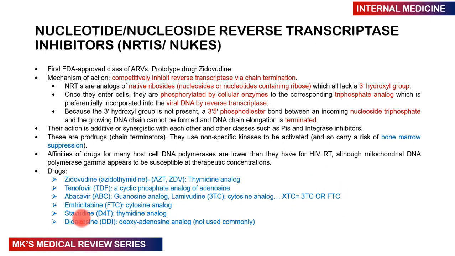Then of course you have stavudine, which is d4T, a thymidine analog, and you have didanosine, which is a deoxyadenosine analog. These are not commonly used. Stavudine and didanosine are not commonly used. The ones above are the ones that we commonly use.